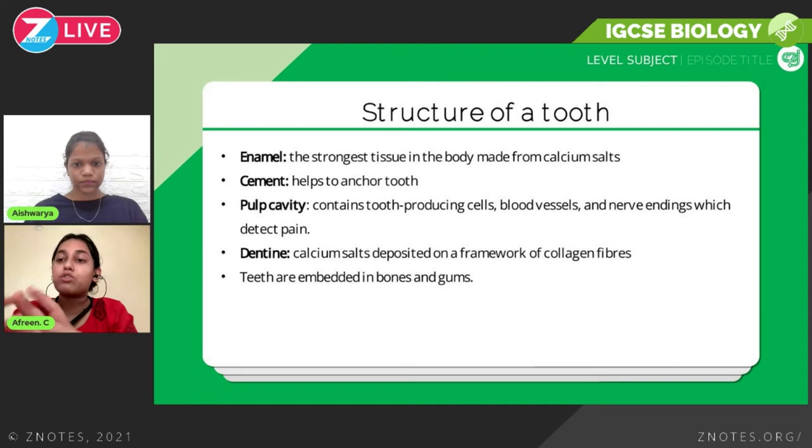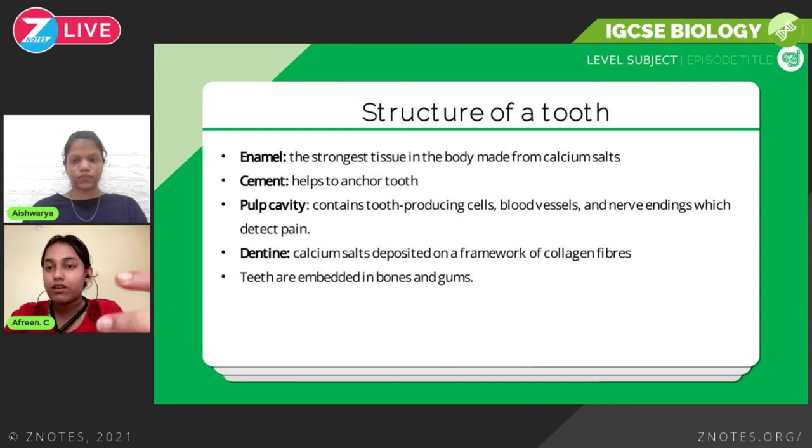The pulp cavity contains tooth-producing cells, blood vessels, and nerve endings, which detect pain. So when you have cavities, basically they eat away at the first two layers of your teeth and expose the pulp cavity. And that's why it hurts so much whenever you touch it, or even if you don't touch it, because all these sensitive nerve endings are open.